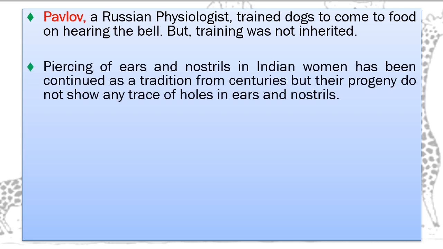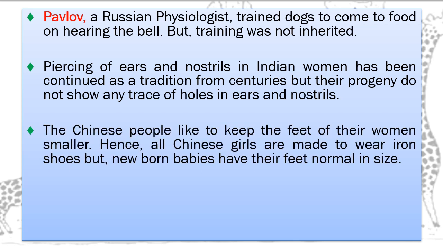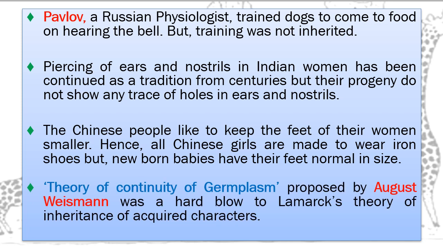And there were several other criticisms of Lamarckism, like piercing of ears and nostrils in Indian women has been continued as a tradition for centuries, but their progeny do not show any trace of holes in the ears and nostrils. The Chinese people like to keep the feet of their women smaller, hence all Chinese girls are made to wear iron shoes, but newborn babies have their feet normal in size. Also, the theory of continuity of germplasm proposed by August Weismann was a hard blow to Lamarck's theory of inheritance of acquired characters.